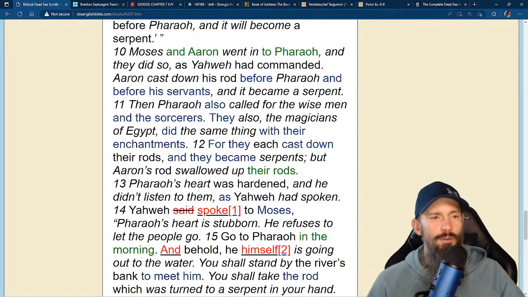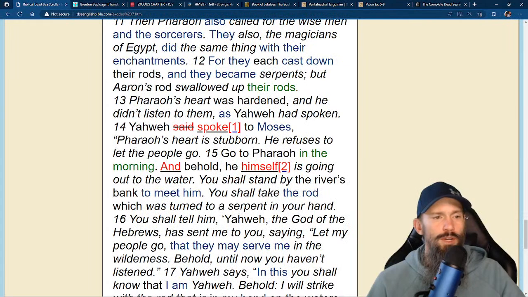Then Pharaoh also called for the wise men and the sorcerers. They also, the magicians of Egypt, did the same thing with their enchantments, for they each cast down their rods, and they became serpents. But Aaron's rod swallowed up their rods. Pharaoh's heart was hardened, and he didn't listen to them as Yahuwah had spoken. Yahuwah spoke to Moses. Pharaoh's heart is stubborn. He refused to let the people go.